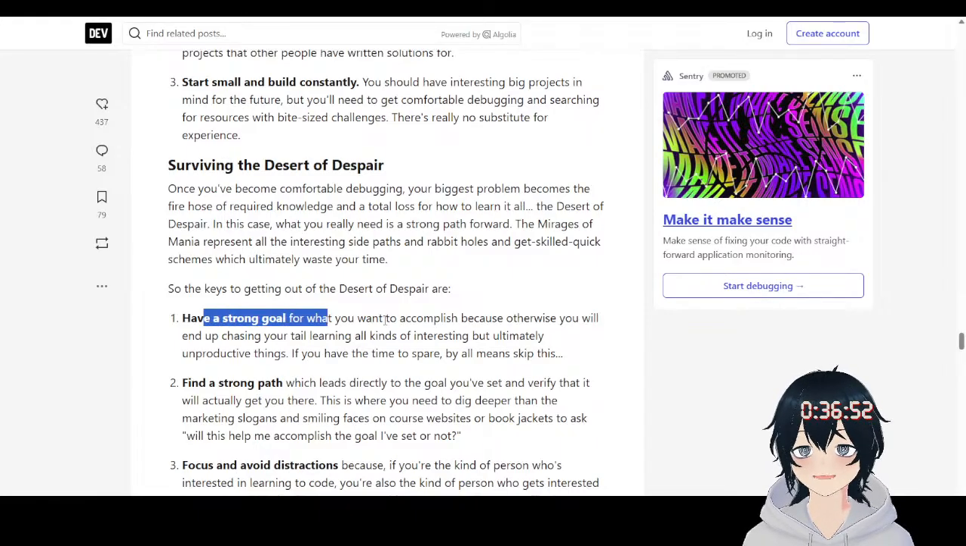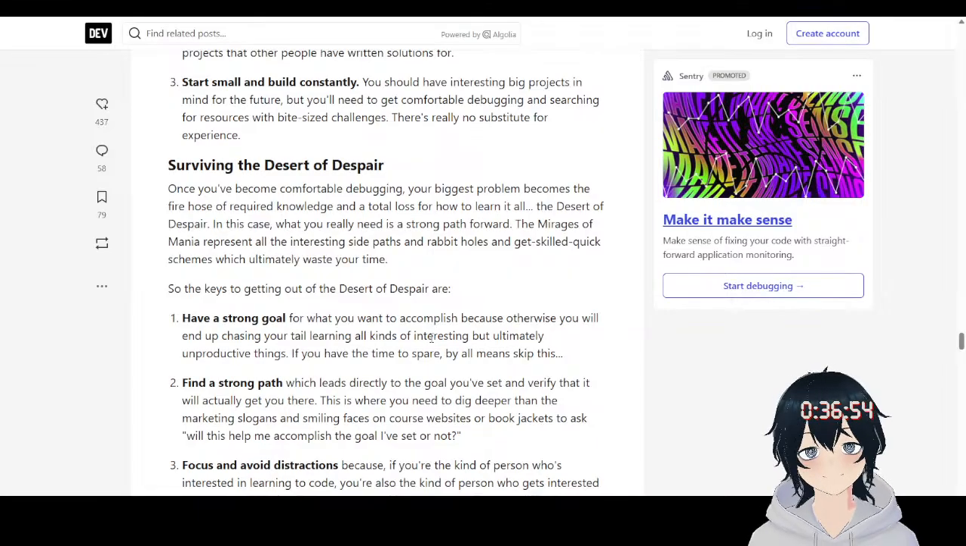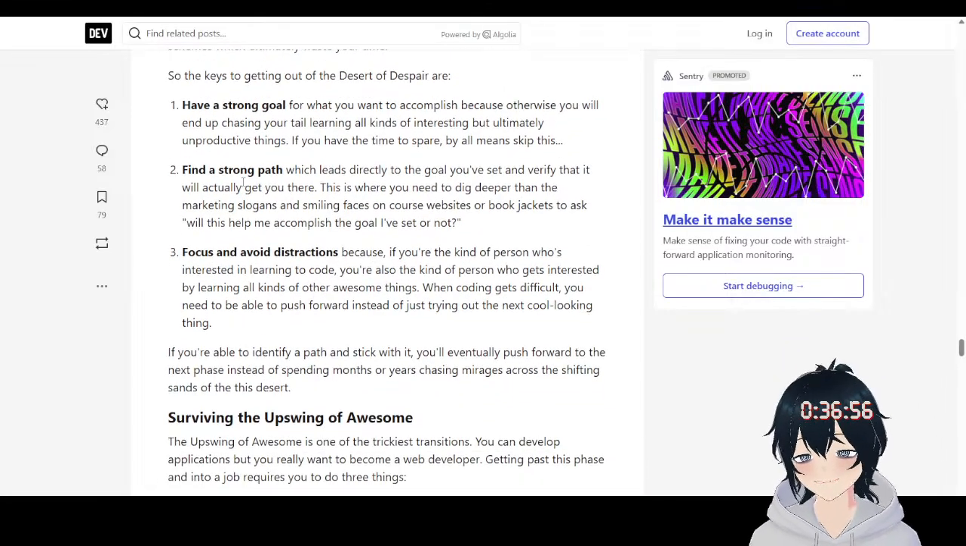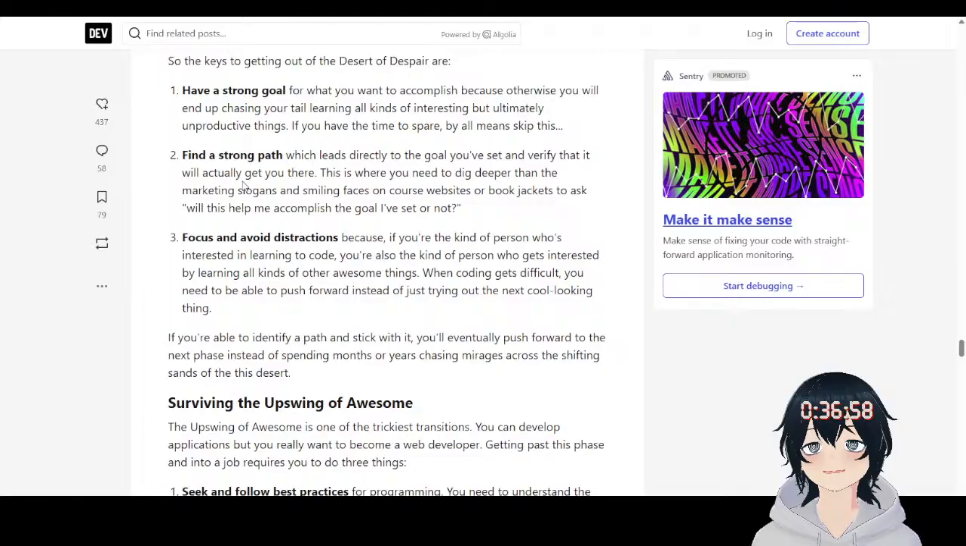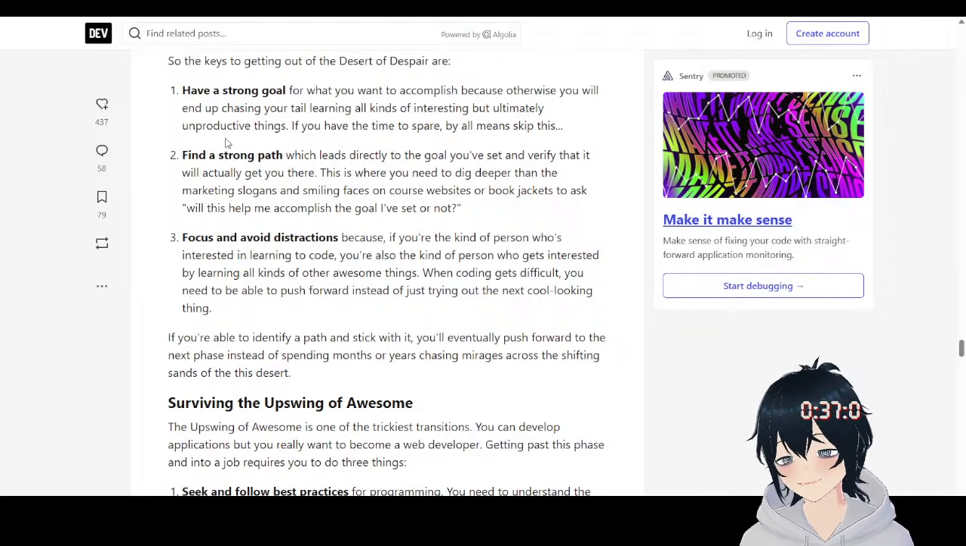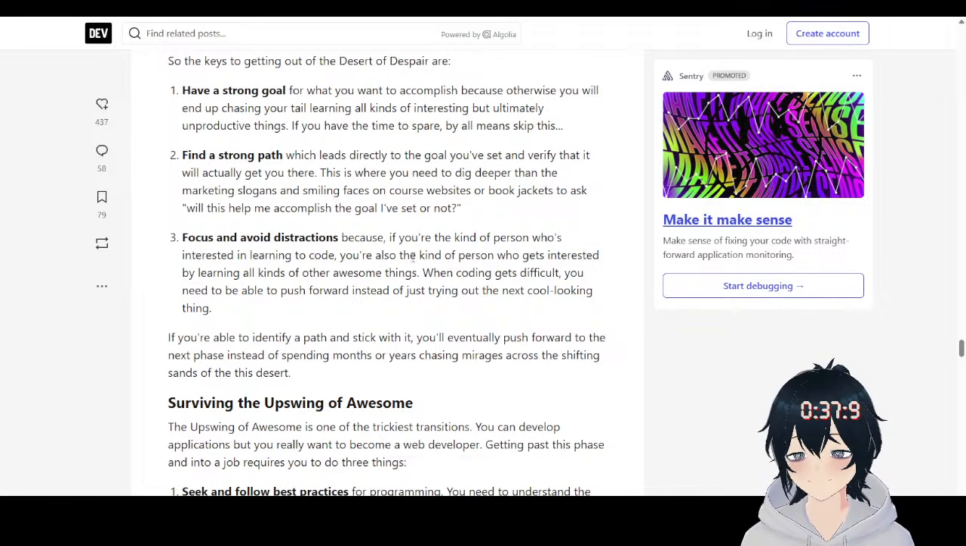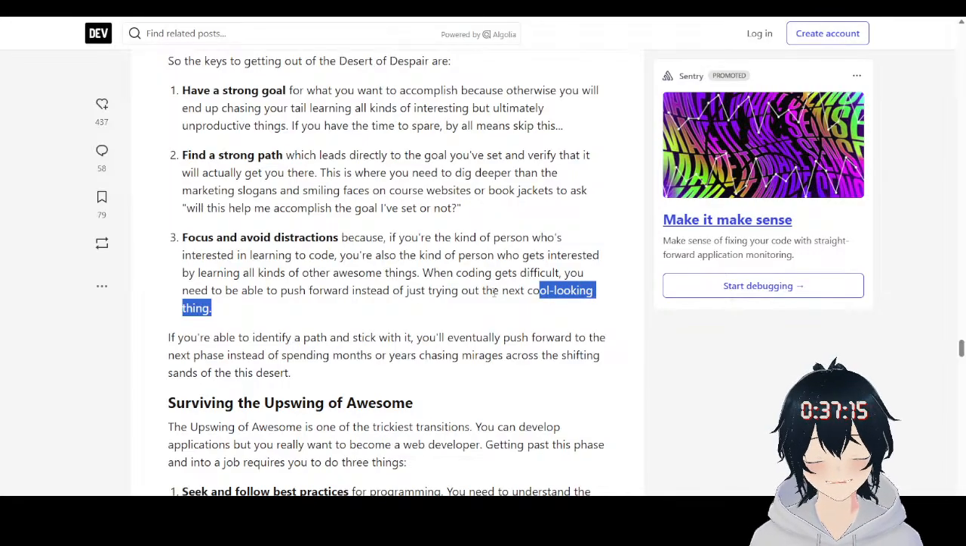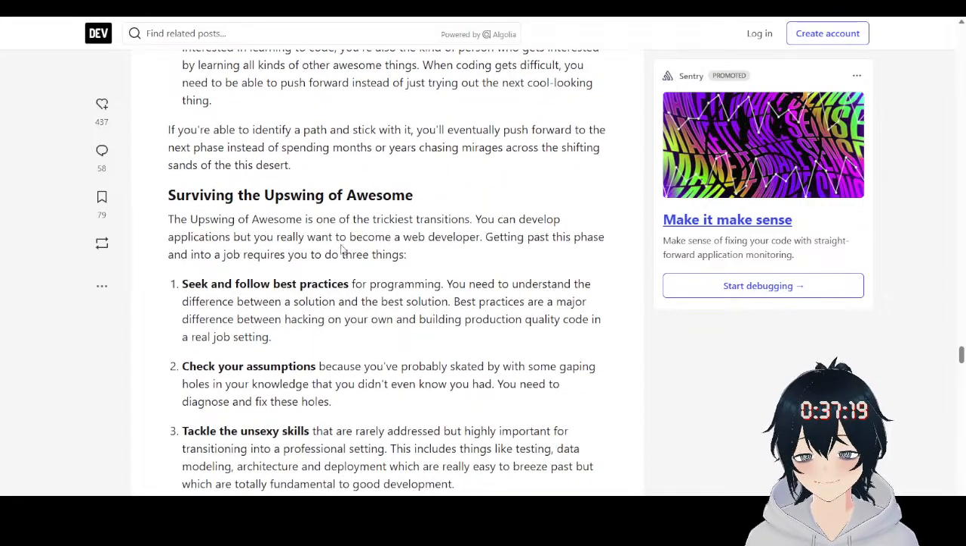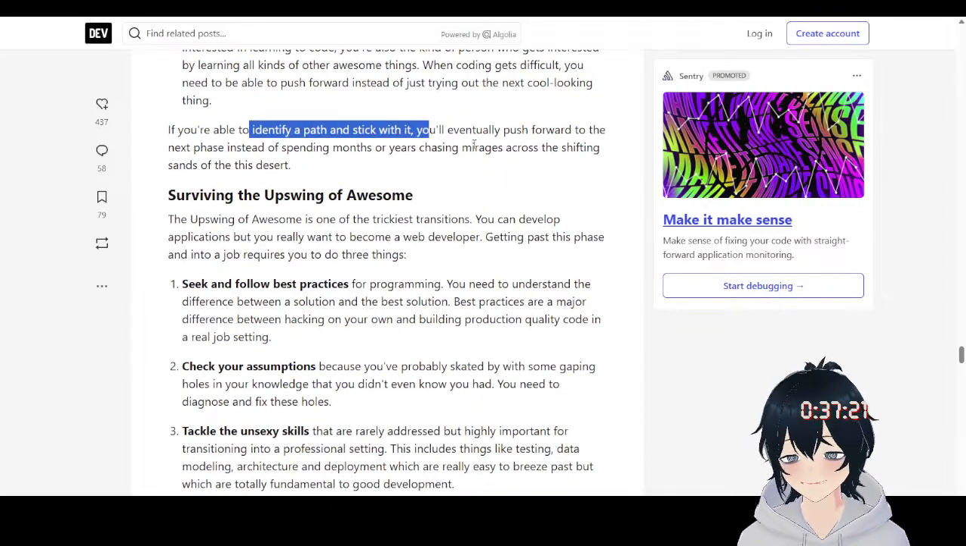I have a strong goal. No, we will get there. We will get there. Focus and avoid distractions. If I can see what I want.